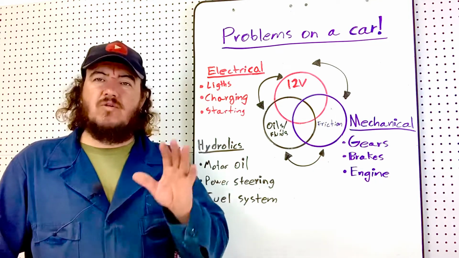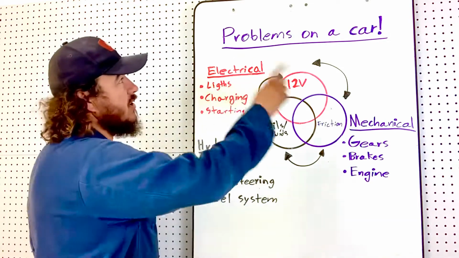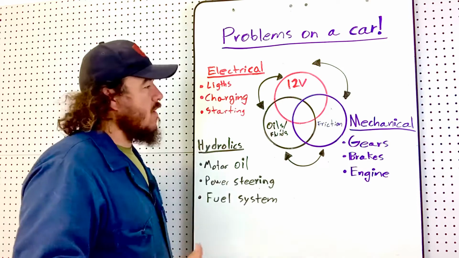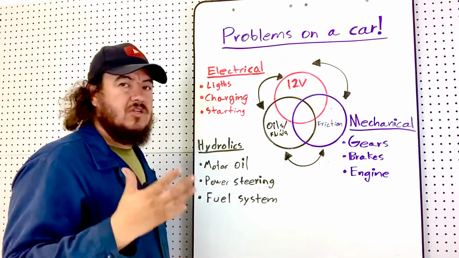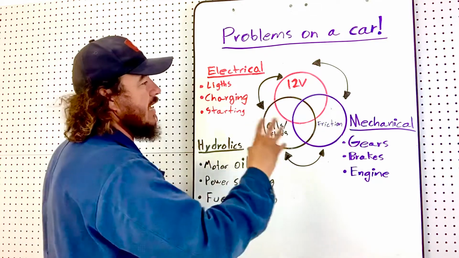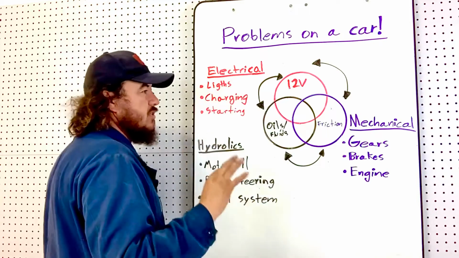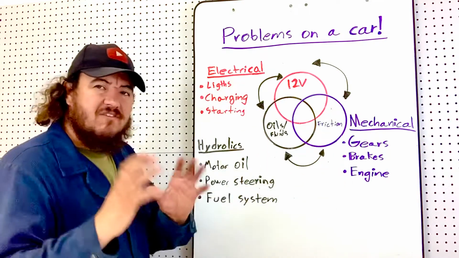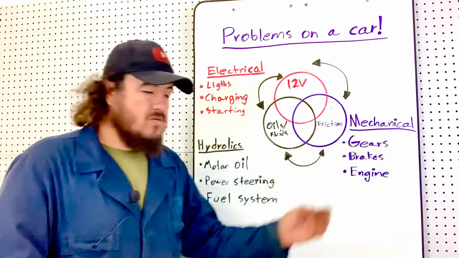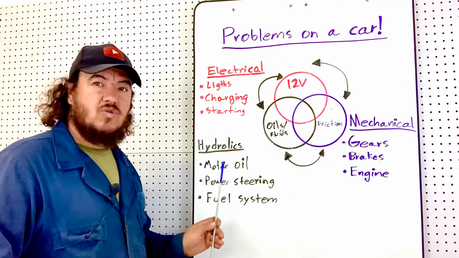So for that, we're gonna break it down. We got three different worlds on this board. So, problems on a car. How does a problem occur on a car? Sometimes we just know that there's something wrong with the car, but we don't know exactly what it is. So we have broken it down into three different topics. We have simplified it to three different worlds. We have mechanical, we have electrical, and then we have hydraulics.